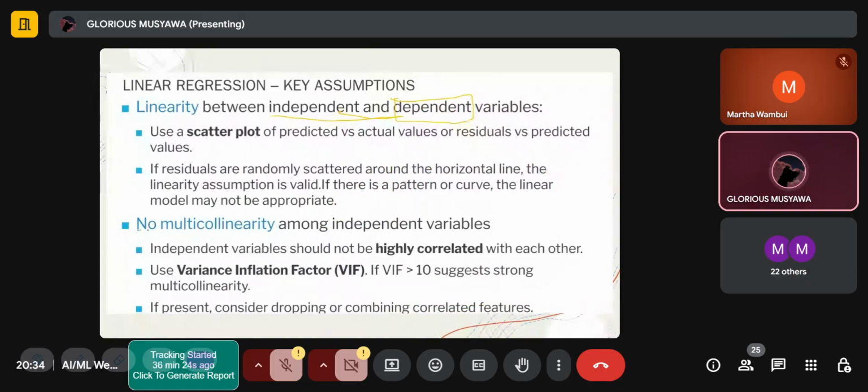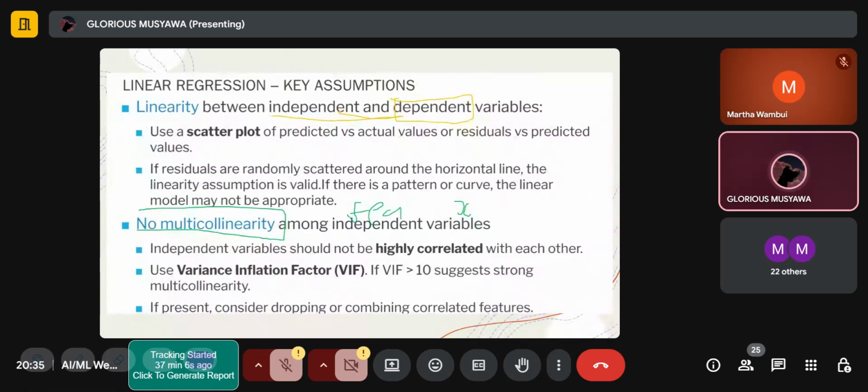We have another assumption that's called multi-collinearity among independent variables. So independent variables should not be highly correlated with each other. What is multi-collinearity? Linear regression assumes that the features, let's say x to represent the features, are independent of each other. They're not connected. And if you have features that are highly correlated, you can even confuse the model.